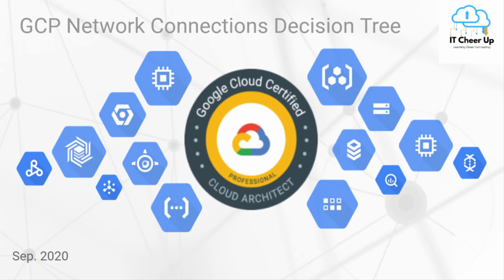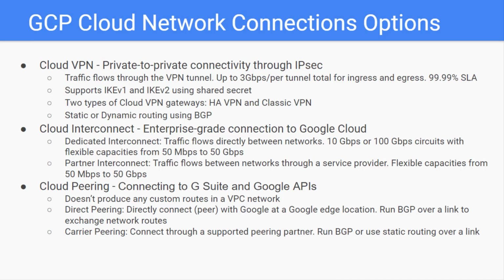Google provides Cloud VPN, Cloud Interconnect, and Cloud Peering for cloud network connections. Cloud VPN and Cloud Interconnect are the Google Cloud products for cloud network connectivity between your on-premise network and Google Cloud, or from Google Cloud to another cloud provider. Cloud Peering is the option for connecting to Google G Suite and Google APIs.